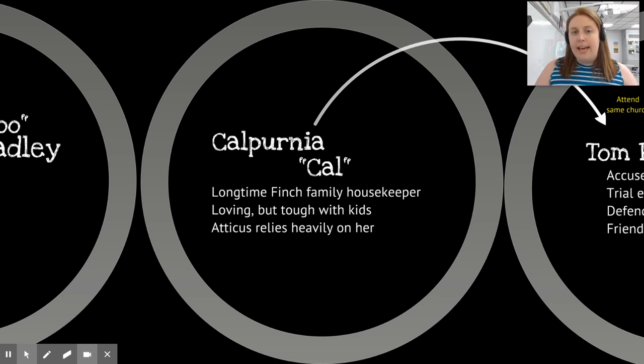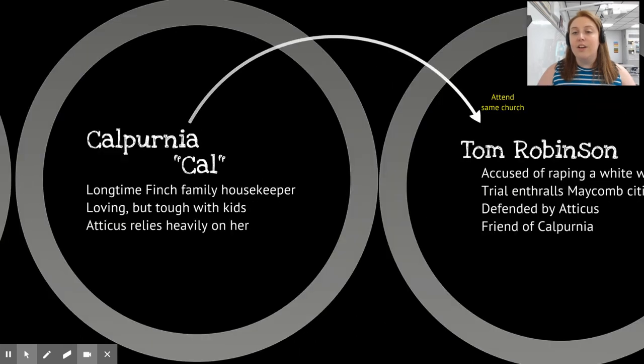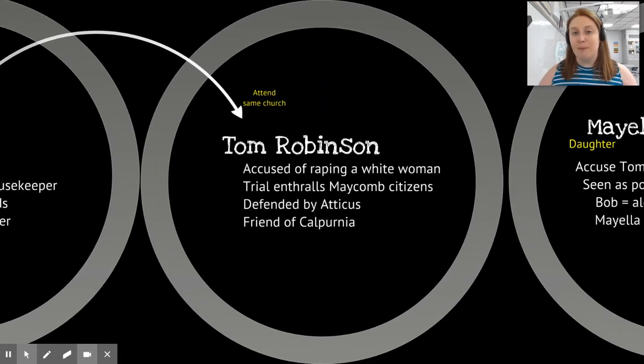Now, Calpurnia is one of the few perspectives that we have of a Black character in To Kill a Mockingbird. Up until this point, all of our other characters have been white. Calpurnia is the one perspective that we really get to see more about what it was like living in that time period as a Black female during the 1930s. Okay, now she is friends with Tom Robinson.